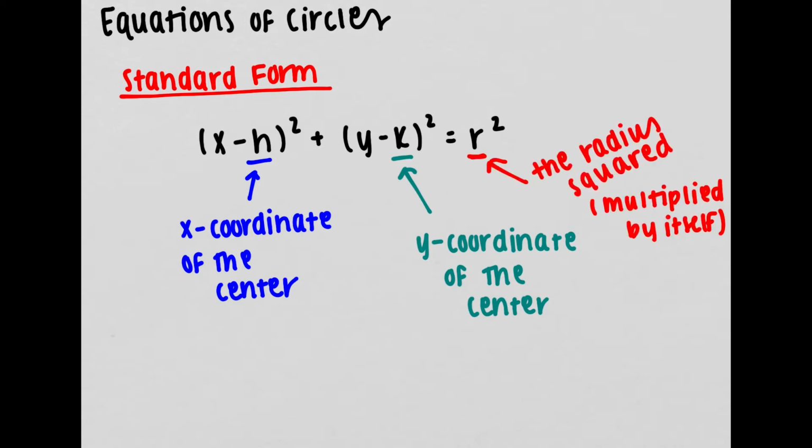The last part of the equation is r², which is the radius squared. So we take whatever the radius is and multiply it by itself. If it's given to you as a number, you have to find the square root to find the radius. If we just give you the radius, to put it into the equation, you have to square it first.